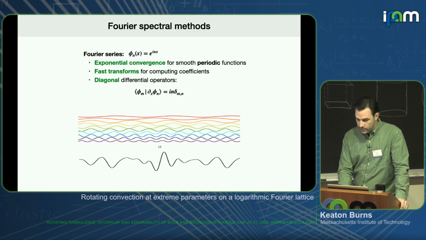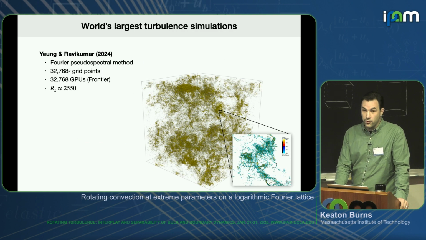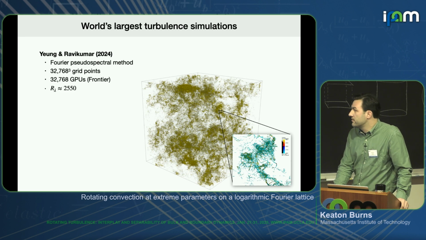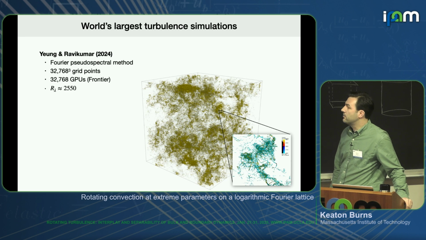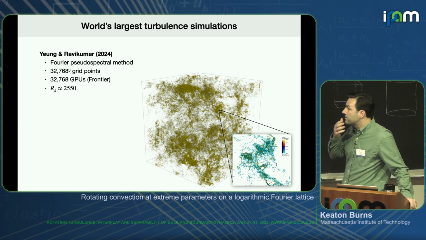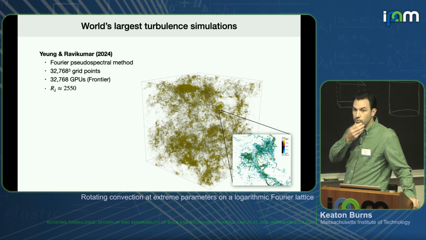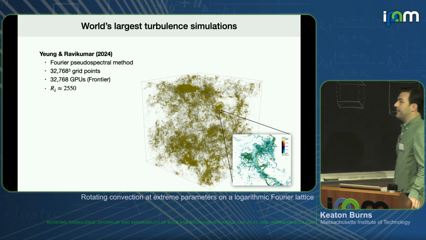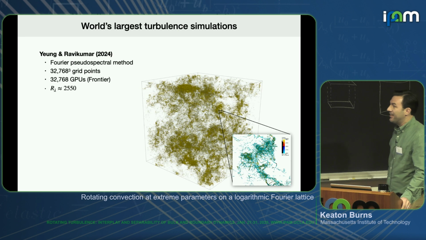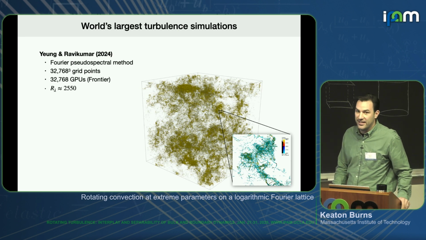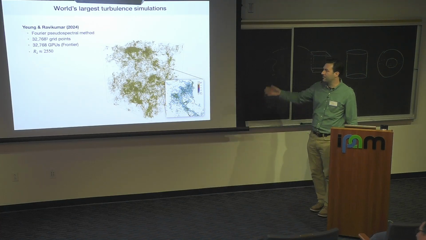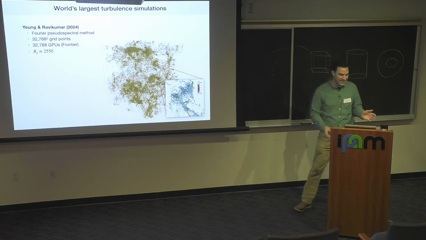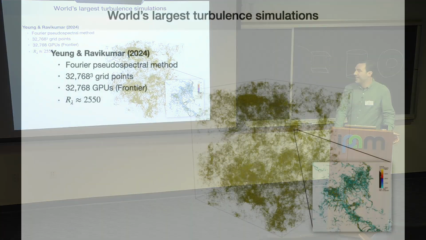So Fourier-based pseudospectral methods are still the method of choice today for the world's largest turbulence simulations. These are simulations by P.K. Yeung's group at Georgia Tech, where they've done 3D Fourier pseudospectral methods up to 32,000 cubed grid points now. And they run this simultaneously on 32,000 GPUs using the entire Frontier supercomputer. This is an image from an earlier simulation that's just 12,000 cubed. For the 32,000 cubed, there's no point in even visualizing it, right? Because you can't see anything.